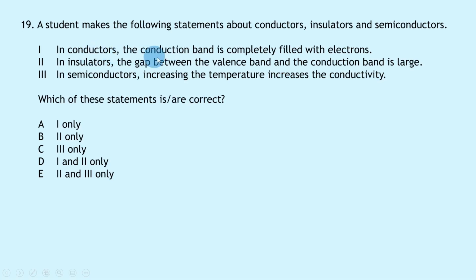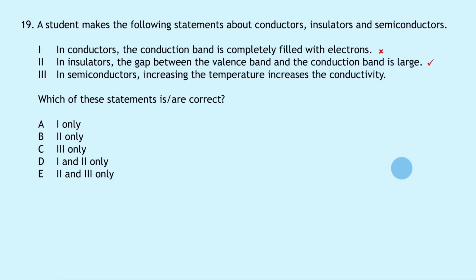So the first one, in conductors, the conduction band is completely filled with electrons. Well, that is false. The reason being that the conduction band needs some space for free electrons to move around in order for conduction to take place. So if the conduction band was completely filled with electrons, then the conductor wouldn't be able to conduct, which kind of defeats the purpose.